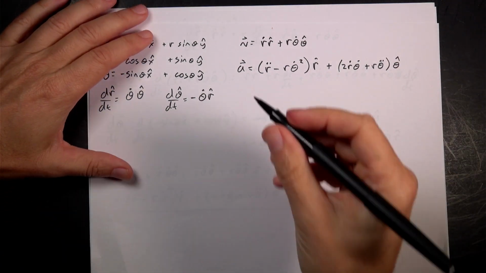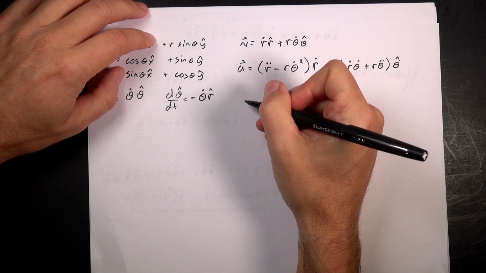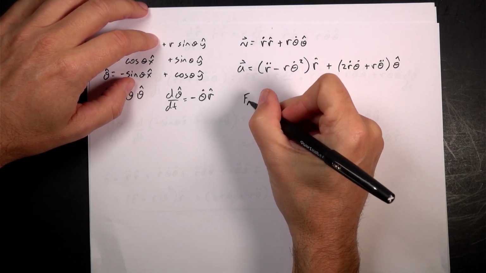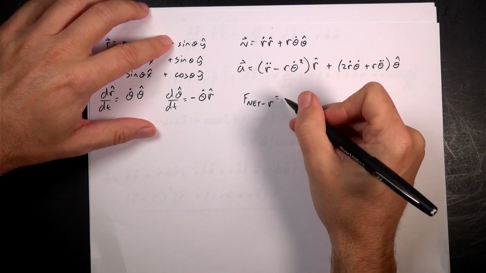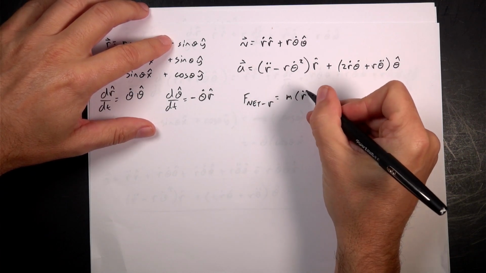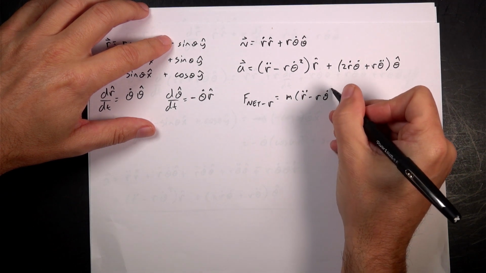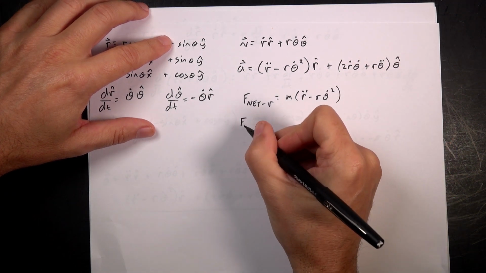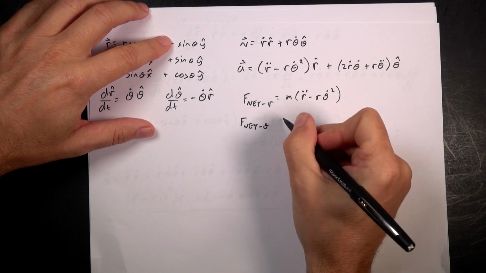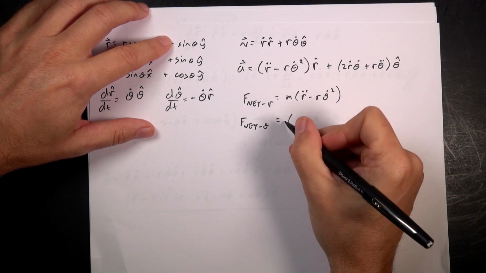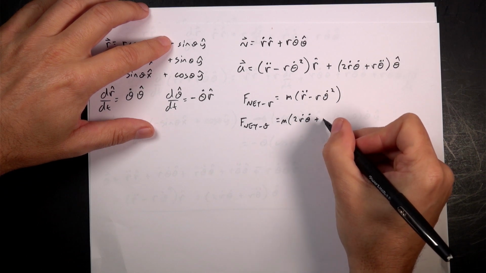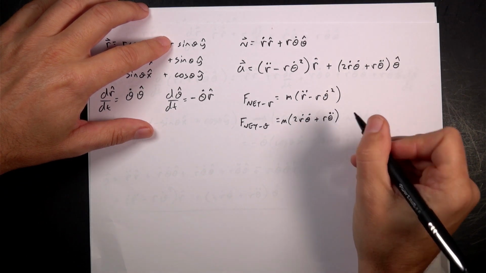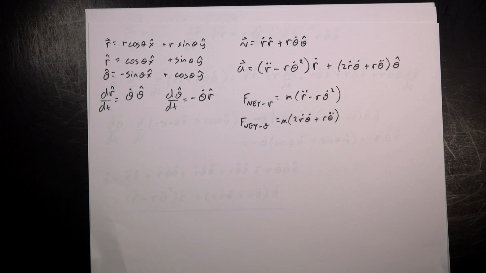So if I want to do Newton's second law in polar coordinates, I can say this. I can say F net r is equal to mass times r double dot minus r theta dot squared. F net theta is going to be equal to mass times 2 r dot theta dot plus r theta double dot. And there you go, Newton's second law in polar coordinates.